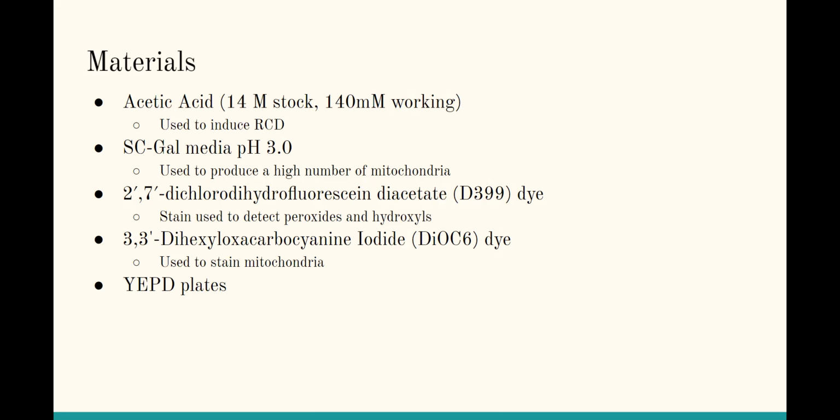D399 and DIOC6 dyes were used. These are both fluorescent dyes. D399 looks at ROS, reactive oxygen species, specifically peroxides and hydroxyls. And then DIOC6 is used to stain mitochondria. Earlier I said that the mitochondrial morphology scale would be important, and you can see where that's going to tie in just a few minutes. And then YAPD plates, because here in the biochemistry department, we use YAPD plates for everything.